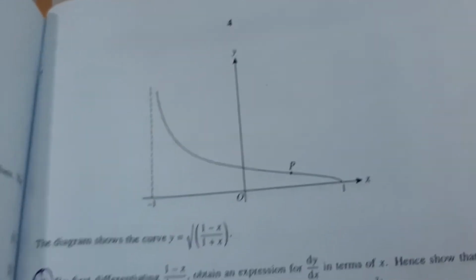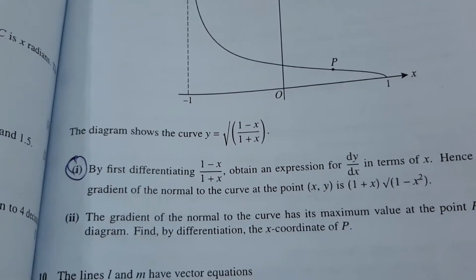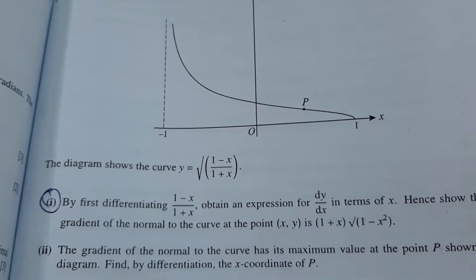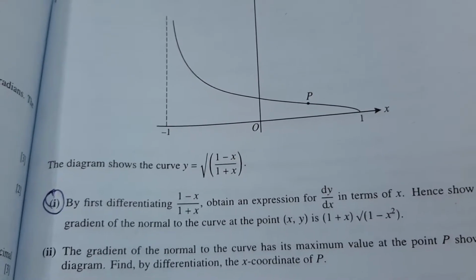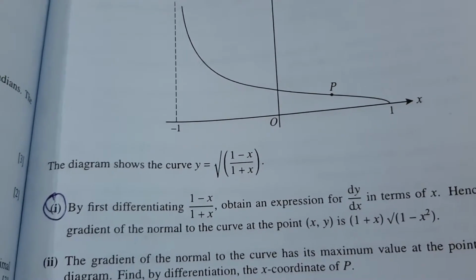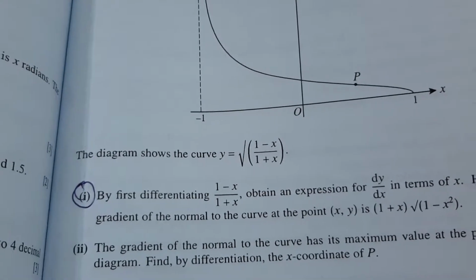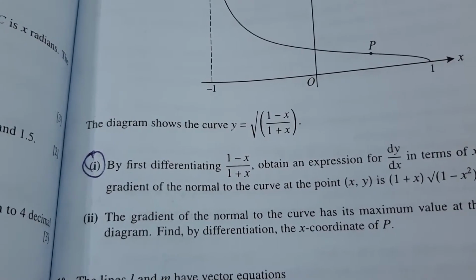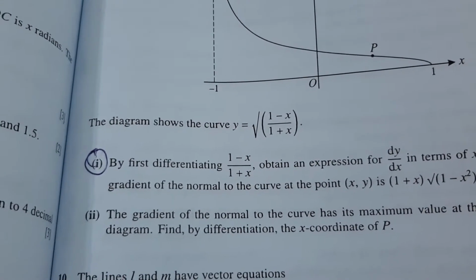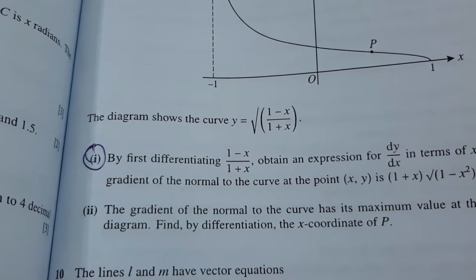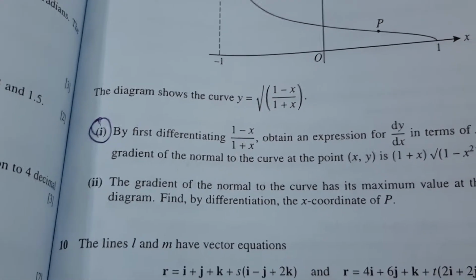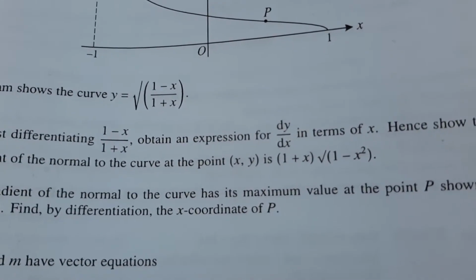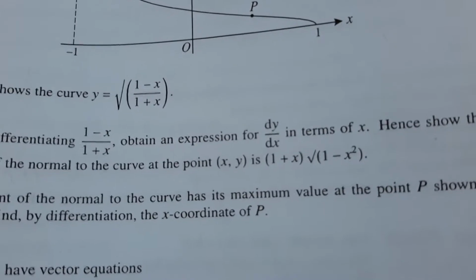Okay, so the question is from June 10, variant 3.1. It seems very small, so you can actually refer to the question. The diagram is given to you, and the equation of the curve is also given to you, which is y = root of (1 minus x)/(1 plus x). There are two parts to the question. The first part says to differentiate it and express dy/dx, differentiating (1 minus x)/(1 plus x), and you have to show that the normal to the curve at the point (x, y) is this. So you have to basically end up with this result, right?